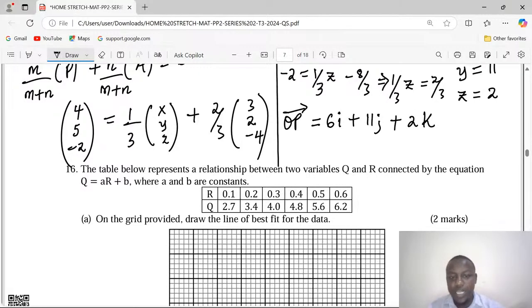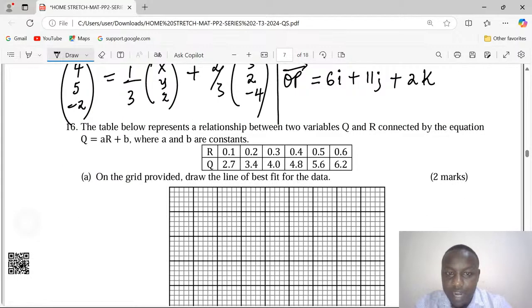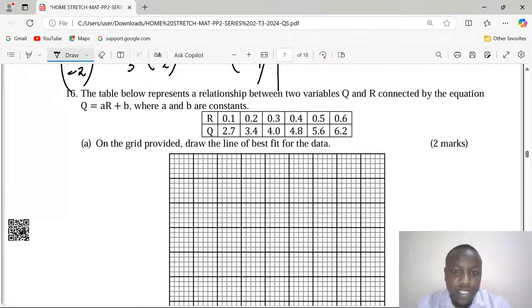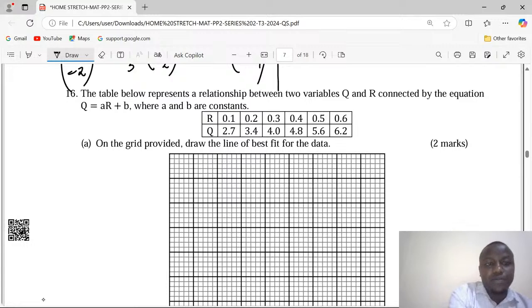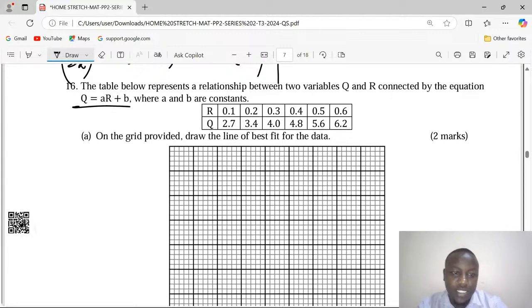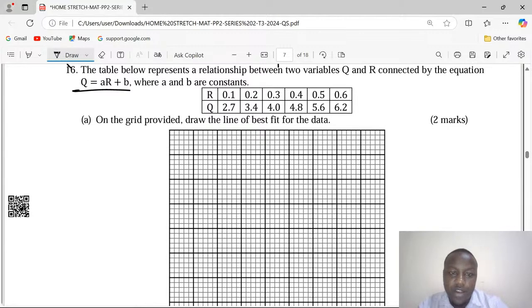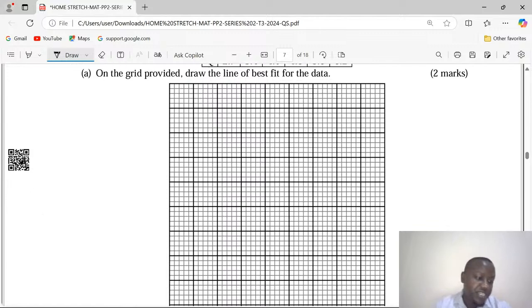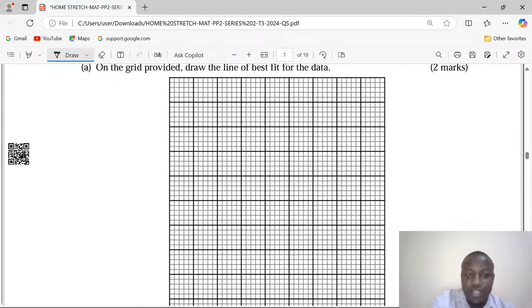Finally, we got number 16, which says the table below represents a relationship between two variables Q and R connected by the equation Q equals AR plus B, where A and B are constants. On the grid provided, draw the line of best fit. So the line of best fit can now be drawn.